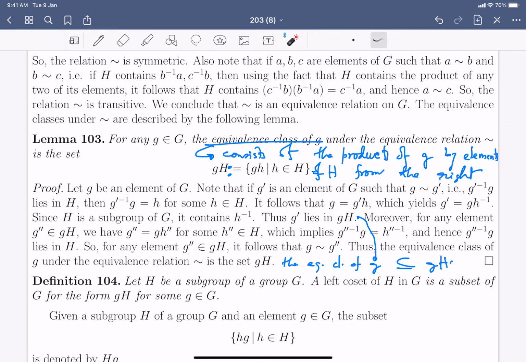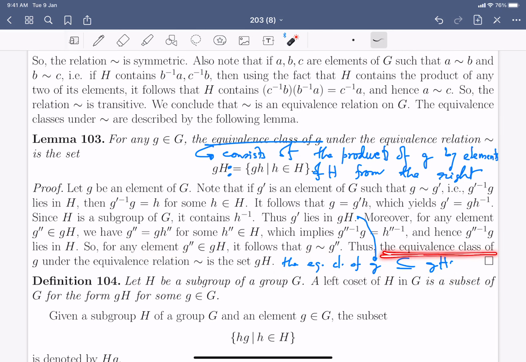And now we need to show that any element of gH lies in the equivalence class of g, that is, g is related to any element of gH. So let's pick an element of gH denoted by g double prime. So g double prime is of the form g times h double prime for some h double prime inside H, and from this it follows that g double prime inverse times g is h double prime inverse, and so it follows that g double prime inverse times g is an element of H. So it follows that g is related to g double prime, and this is a statement that we have proved for any element g double prime of gH. So you have proved that any element of gH is contained inside the equivalence class of g.